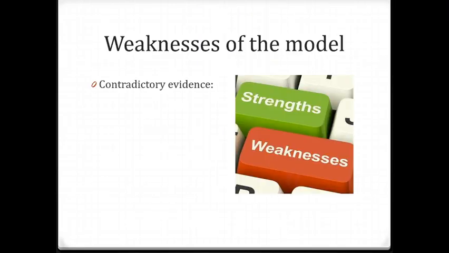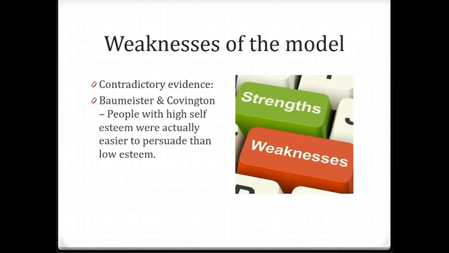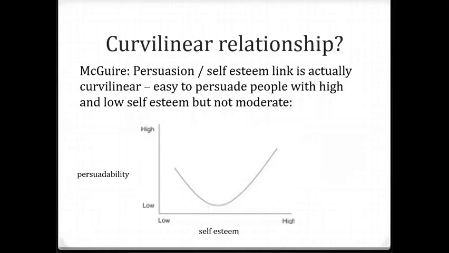Weaknesses of the model. First of all, there's contradictory evidence. So Baumeister and Covington found that people with high self-esteem were easier to persuade than people with low self-esteem. So that directly contradicts the audience part of the model. The other thing is that actually Maguire found that it wasn't a straightforward link with persuasion and self-esteem.